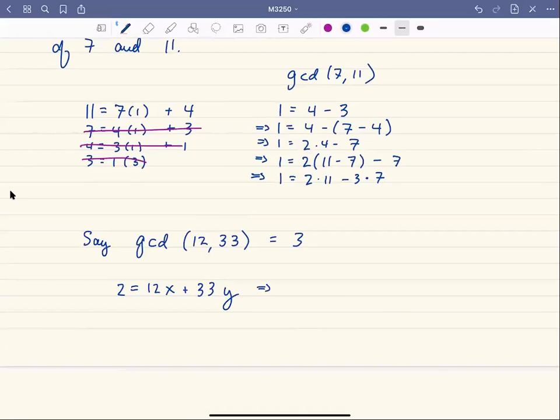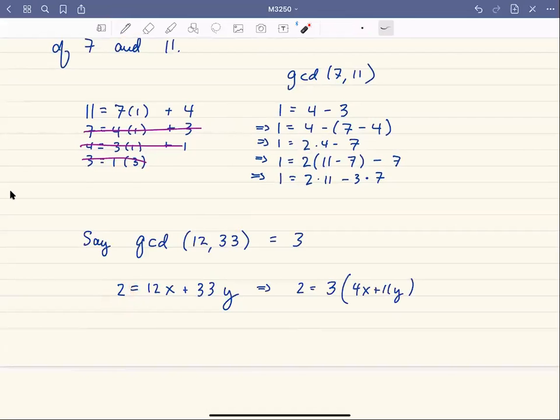So this would imply that 2 is a multiple of 3, right, which we know isn't going to work. And likewise, 1 wouldn't work there either. Okay, so again, not a rigorous proof, but at least an idea of why you cannot write 1 or 2 as a linear combination of 12 and 33.